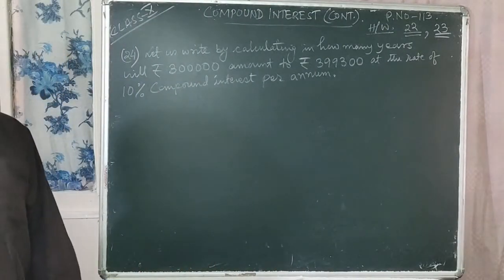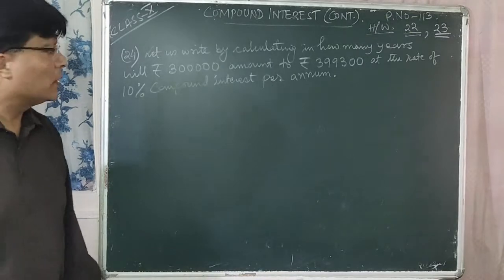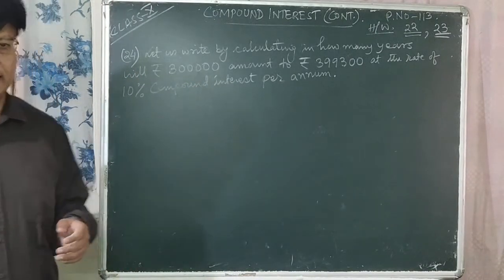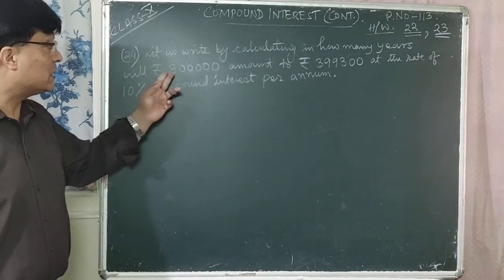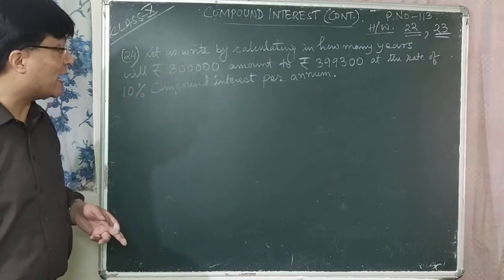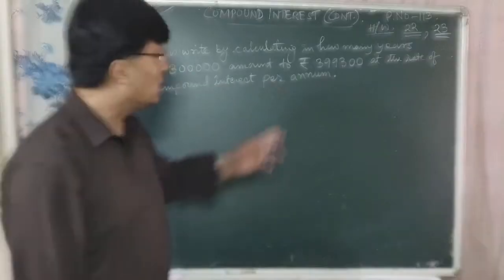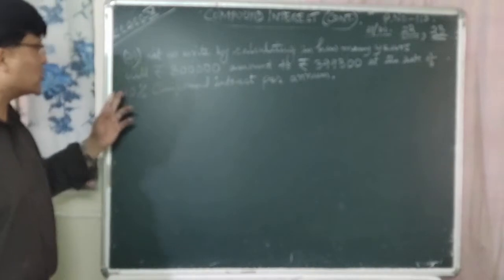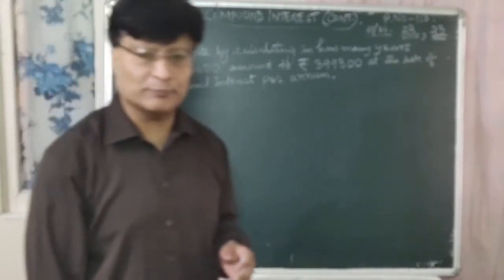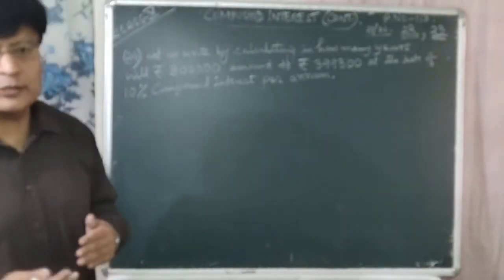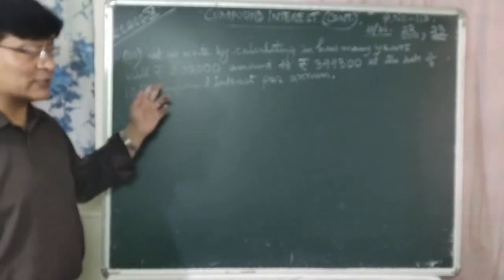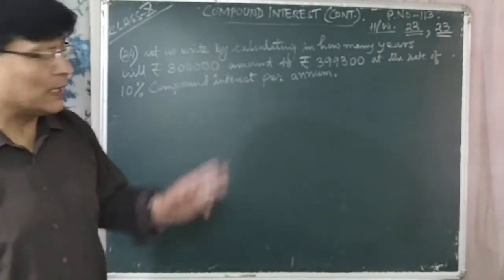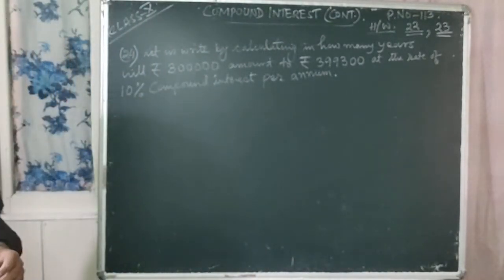Now let's do this question. That is question number 24. Let us write by calculating in how many years. Here also time is asked. Will rupees 3 lakhs amount to rupees 3,99,300 at the rate of 10% compound interest per annum? That is, in how many years will these 3 lakhs amount to rupees 3,99,300 at the rate of 10% compound interest per annum?